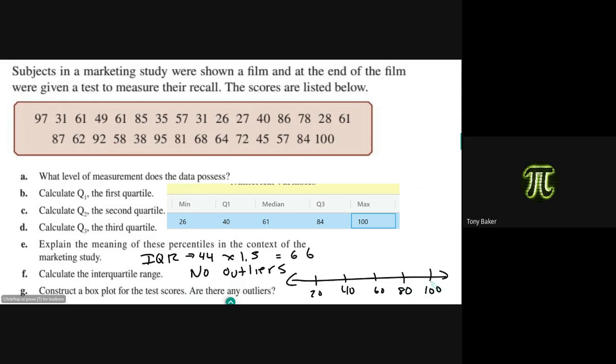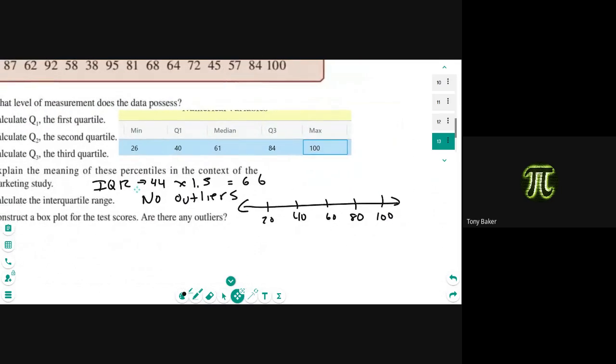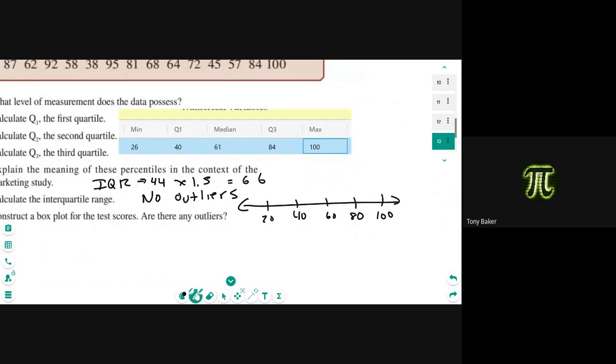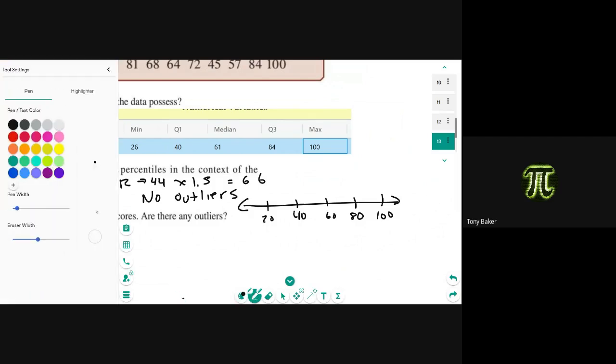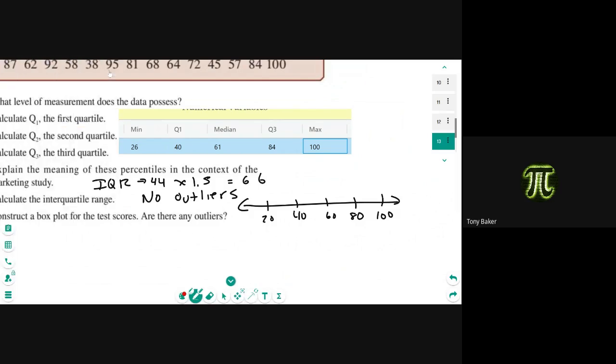You don't have to make it anything special. We can easily just do a nice little quick little number line. So my min is at 26. So that's about right there.